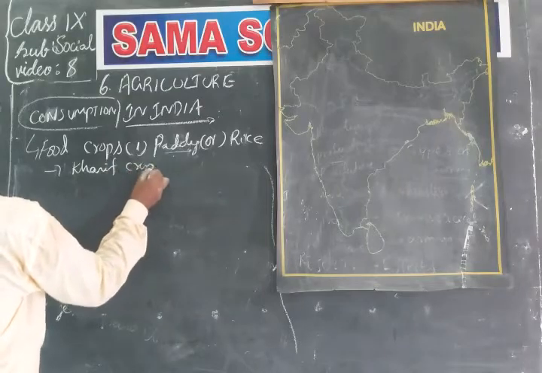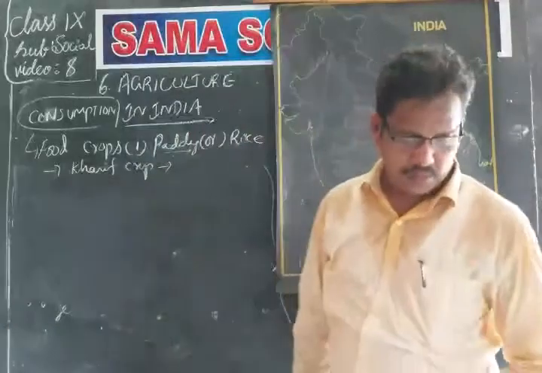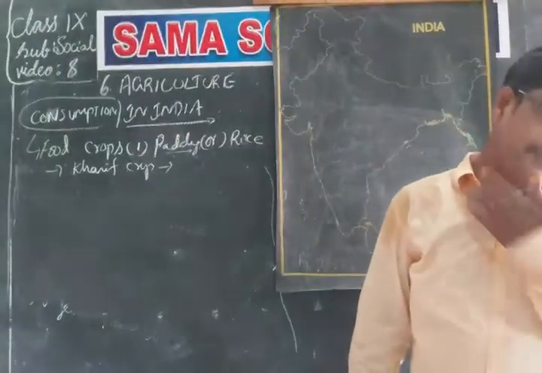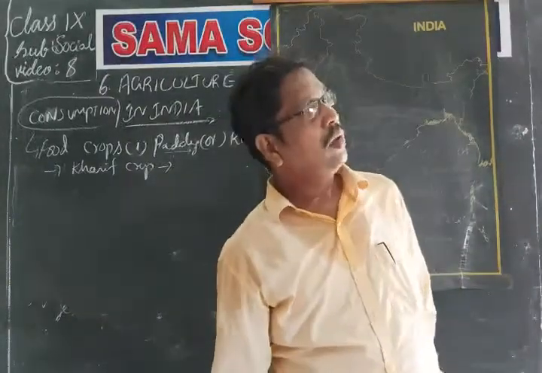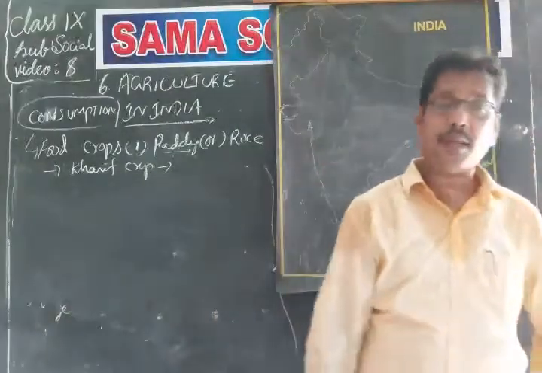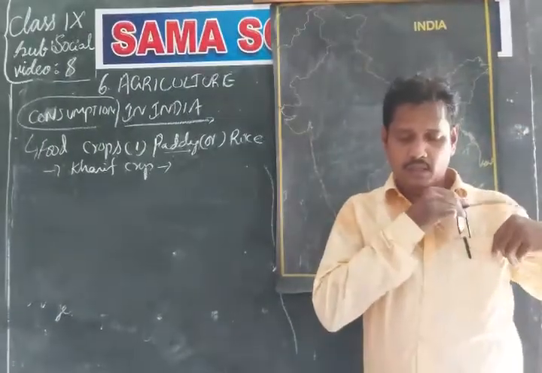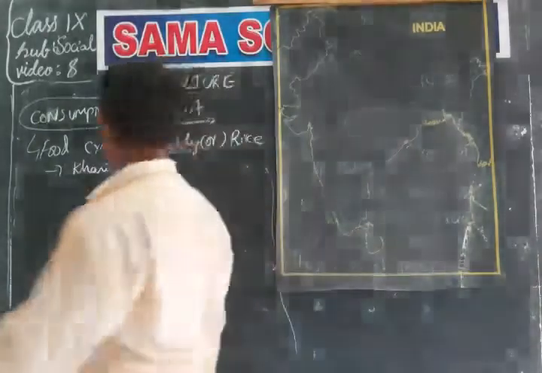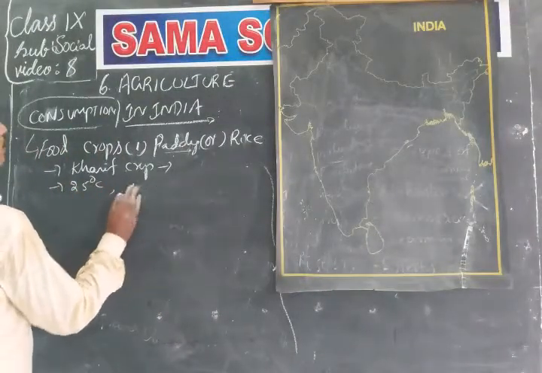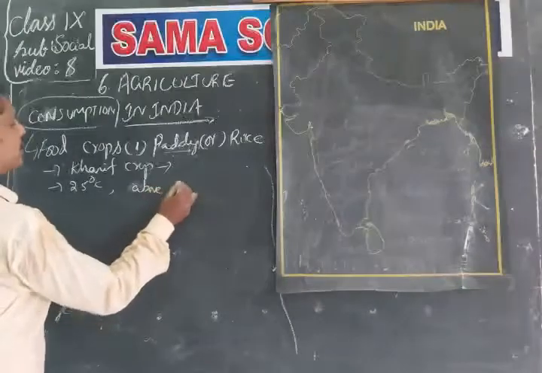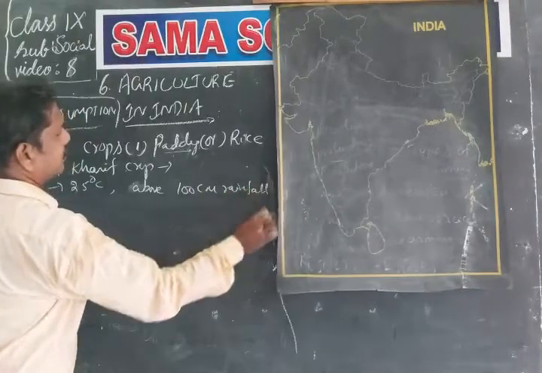It is a Kharif crop. In Kharif season we rear this paddy crop, children. Here we require a high temperature of 25 degrees centigrade, and more rainfall. More rainfall means above 100 centimeters of rainfall is required.